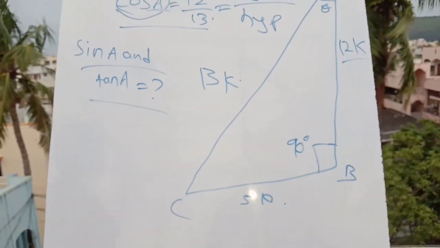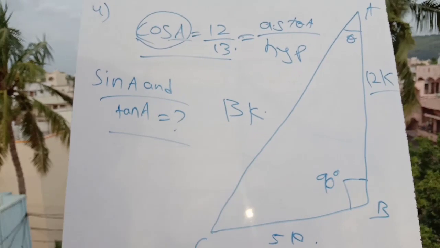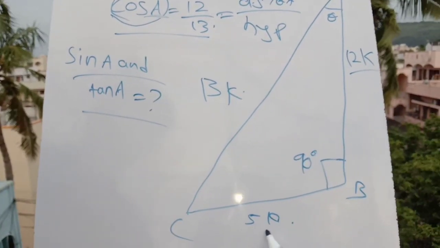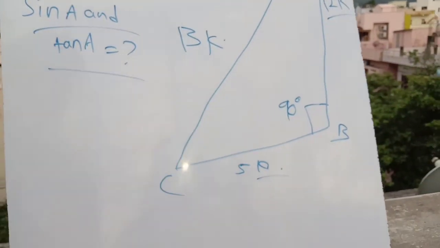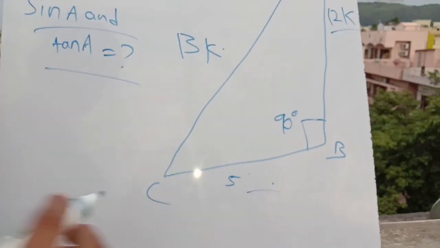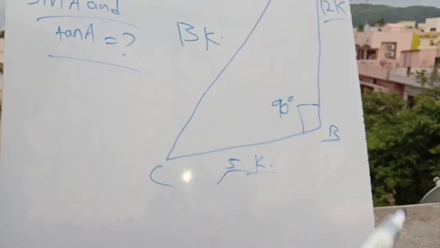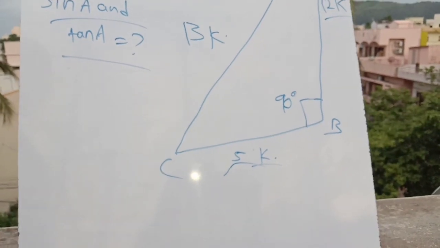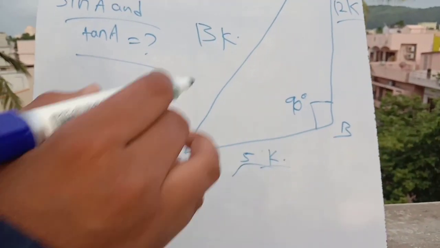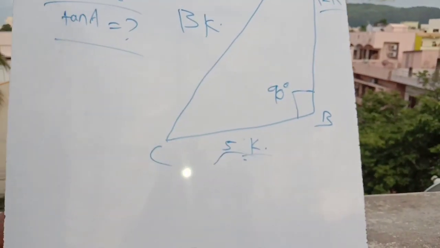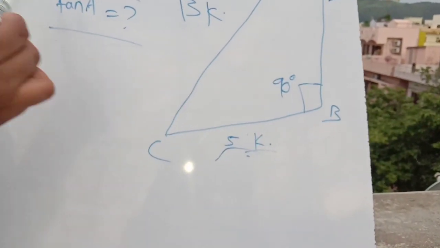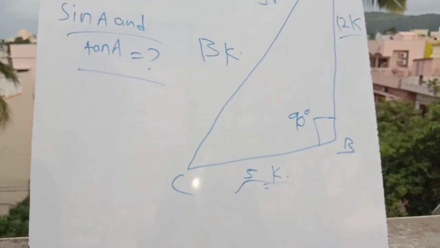So friends, note it down, it is a ratio but not the length. So we have introduced this constant K. K means a constant. So 5K means 5 times the constant is equal to some length. We need to understand it like that. And we have found it. So now we have to find sin A and also tan A.